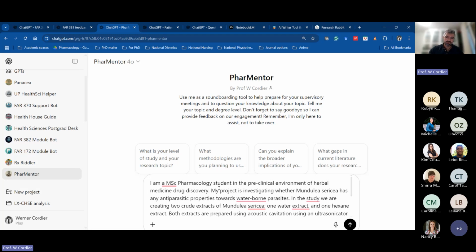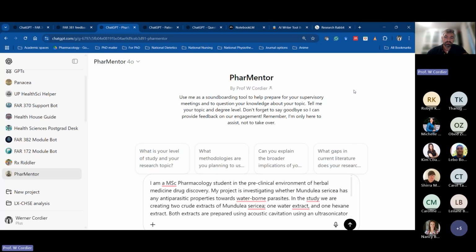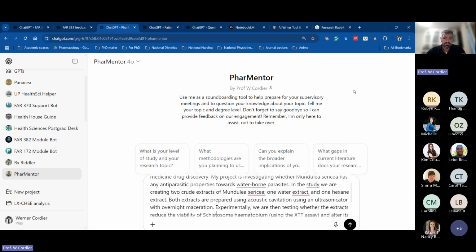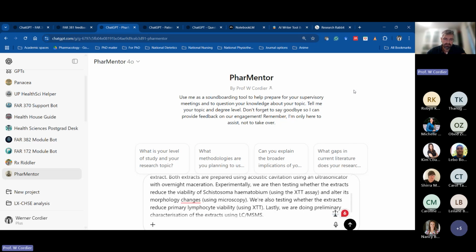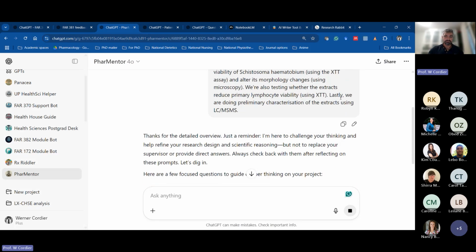But the aim here is for the student to provide as many details as possible on their project. So for example, they're an MSc pharmacology student. Their project involves looking at this plant extract as an antiparasitic element. In this study, they're going to be doing the following. They're going to be extracting and then testing some antiparasitic endpoints. So when you prompt the system now, it's going to immediately start engaging with you.